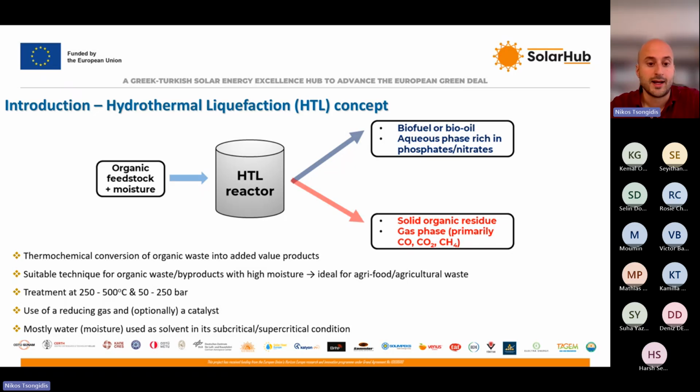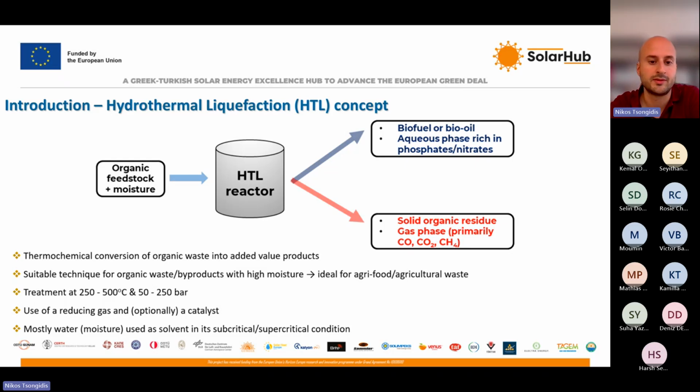As I've said, we usually don't use a catalyst. We have some reducing gas. This can be either nitrogen or carbon monoxide, even air or hydrogen. It depends on the application and, of course, on the feedstock that we make use of. In our case, we want to keep it as simple as possible. So in this case, the reducing gas can be either nitrogen or air.